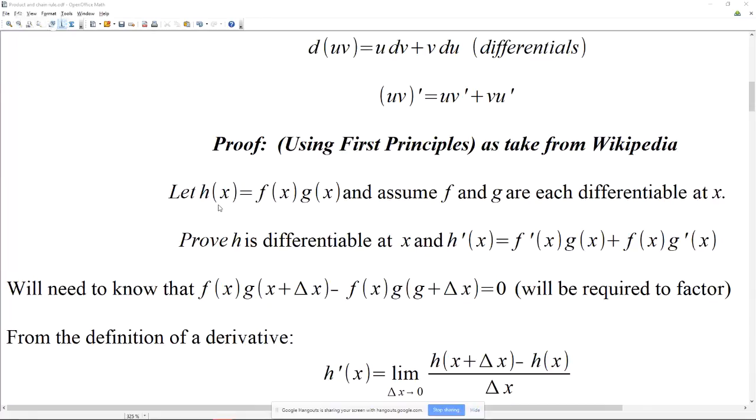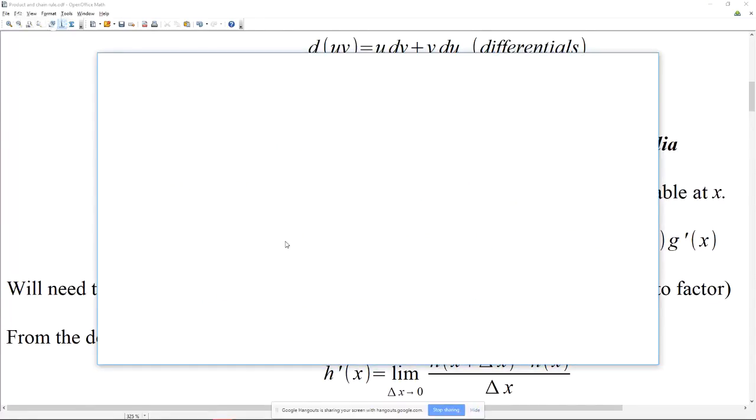Okay, we're going to prove that h is differentiable at x, the product rule. So we want to prove that h of x is differentiable at any point x. Again, this is going to be the proof taken exactly off of Wikipedia. If you go to product rule, you're going to see this exact proof, but they don't explain it to you. Now I'm going to show you what this is because I have it right here. This is the proof that we're going to be going over.